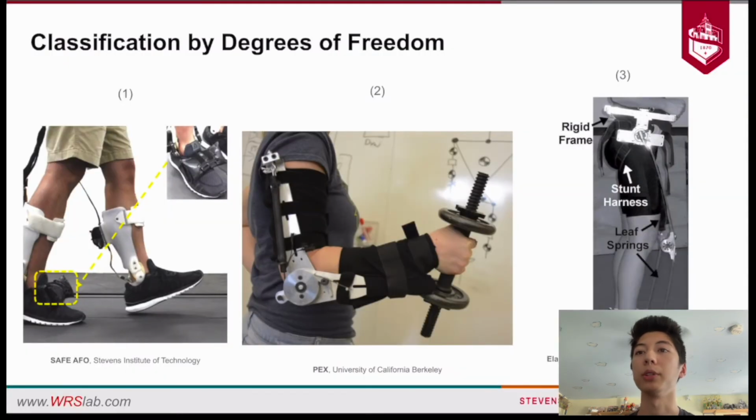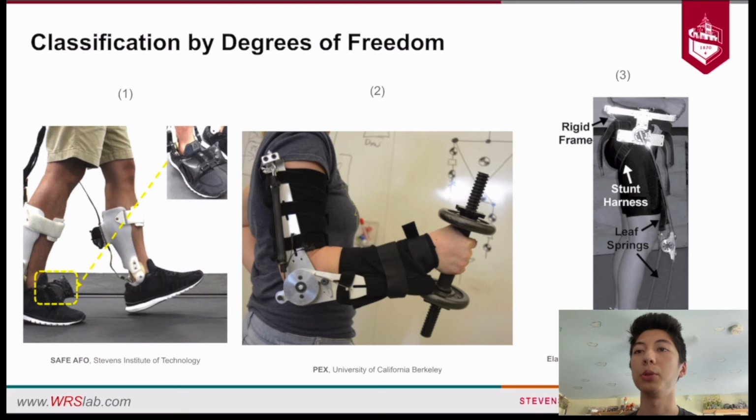Now that we know what degrees of freedom are, we can recontextualize them in the scope of exoskeletons. Like the joints on your body, different exoskeletons can be classified by the degrees of freedom each has. The example here with 1 degree of freedom is a project from the Stevens Wearable Robotic Systems Lab, which has its 1 degree of freedom at the joint between the foot and the ankle.